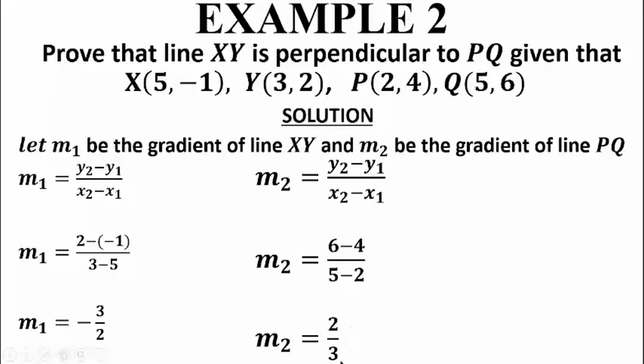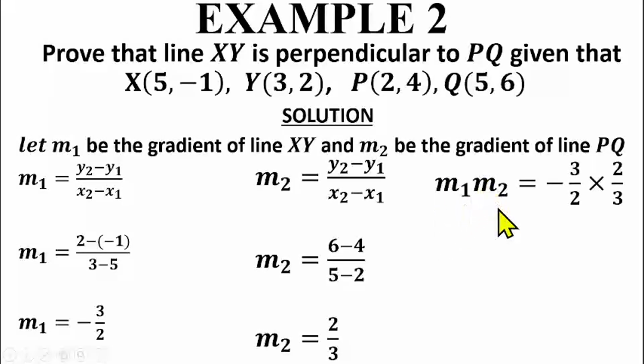So you can see that they are not equal. That means they are not parallel. In case you have to show that they are not parallel, you can see that the gradient of this one and this one is not equal. That means they are not parallel. But in this case, they ask us also to show that they are perpendicular, not parallel. So what is the condition for perpendicular?